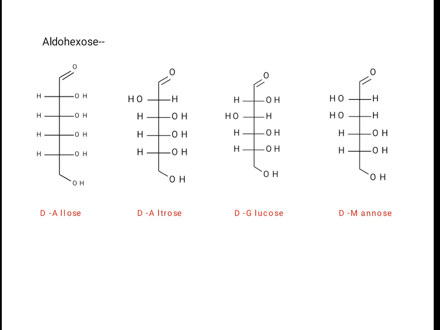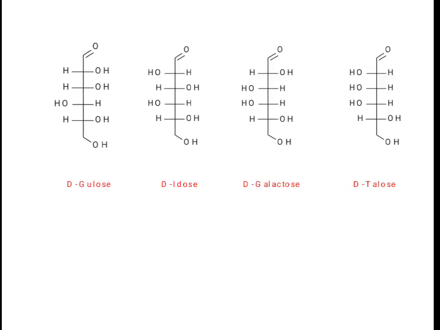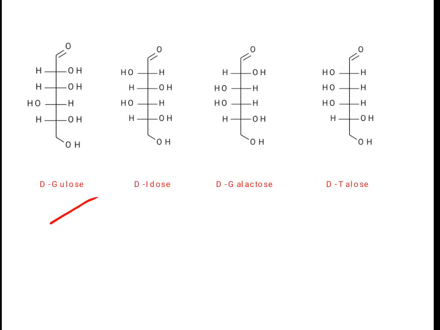Now this is the aldohexose family. It starts with allose, altrose, glucose, mannose, and there are 4 others: gulose, idose, galactose, and talose. In total there are 8 pairs of enantiomers in the aldohexoses.